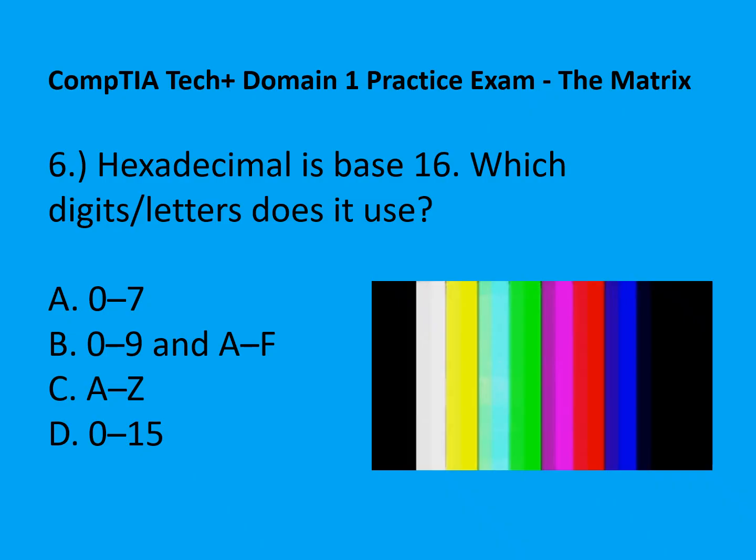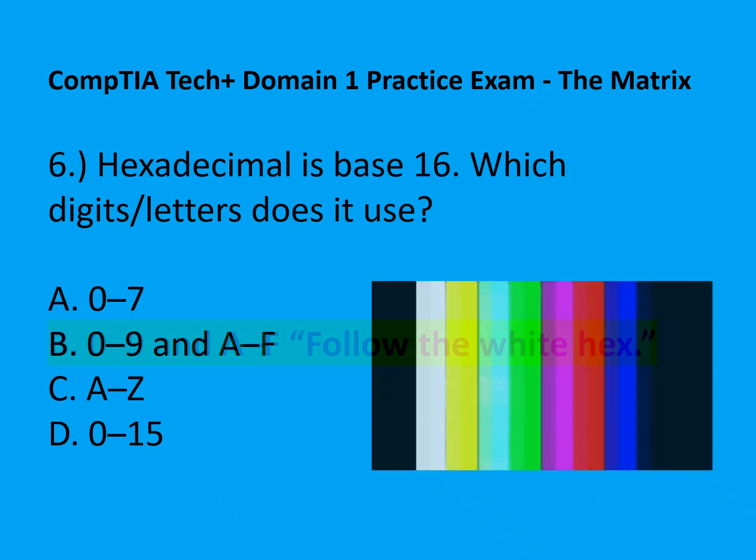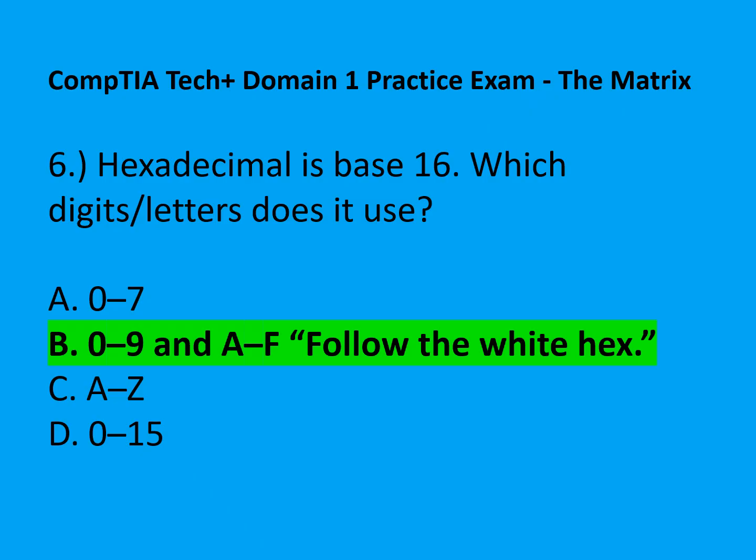Question 6. Hexadecimal is base 16. Which digits and/or letters does it use? A. 0 through 7. B. 0 through 9 and A through F. C. A through Z. D. 0 through 15. Correct answer is B. 0 through 9 and A through F. Each pair of hex characters equals a byte of binary bliss. Neo sees it cascading down the screen.